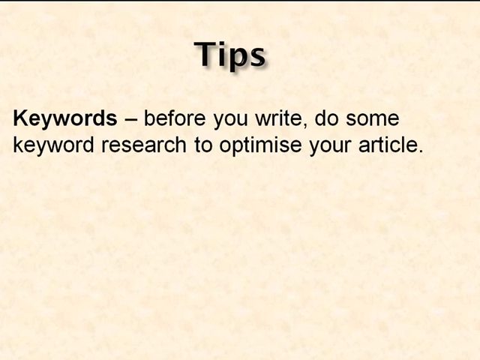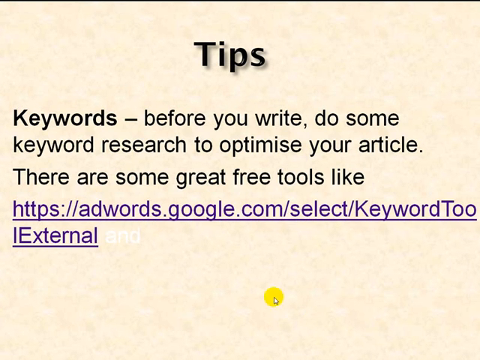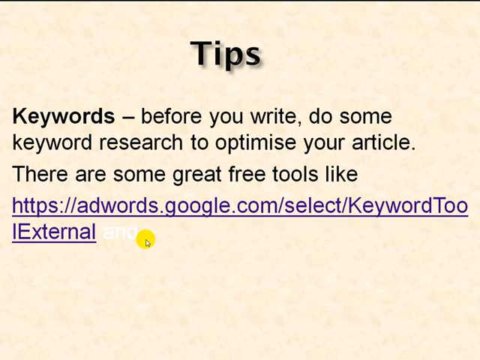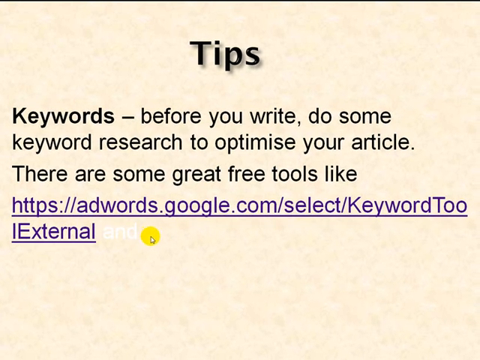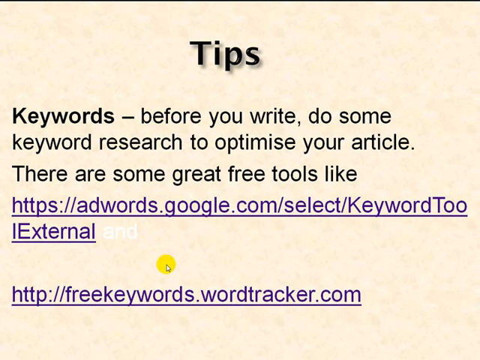The first tip I want to give you is before you even write the article, research for keywords, because what you ideally want is, I try and have some keywords in the title, some in the body, and some in the conclusion as well. Now there's some great tools you can use. Let me show them to you. There's the AdWords Google.com select keyword tool external. Just take that, copy that down and use it. It's free, it's great.